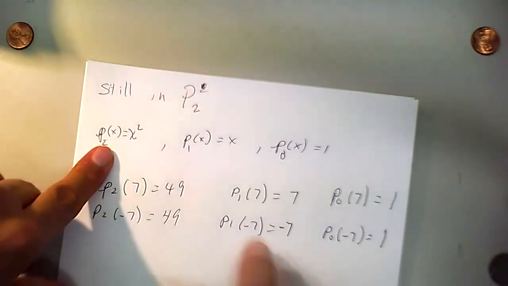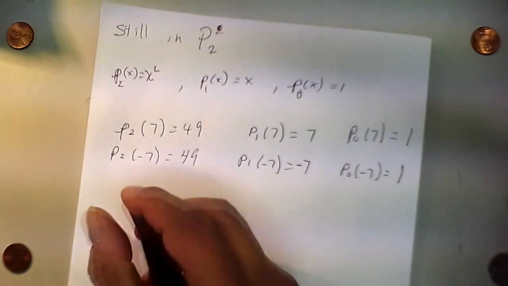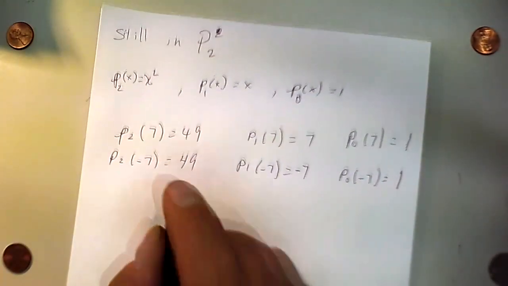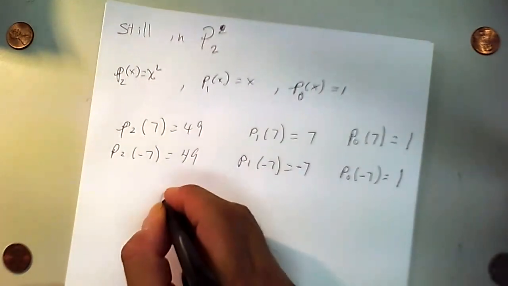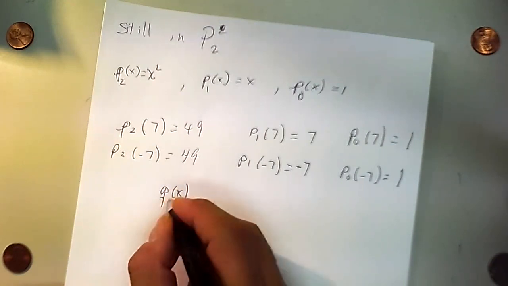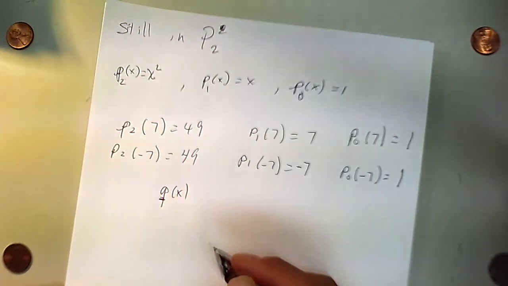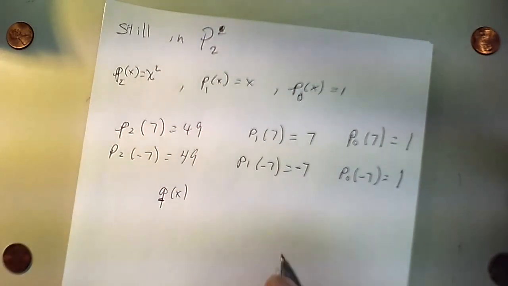Now, I claim those three are linearly independent. Before I continue, let me introduce Q, the polynomial Q of X. I cross my Q's, by the way, just like I cross my Z's. I know it is kind of weird for some people to do that.